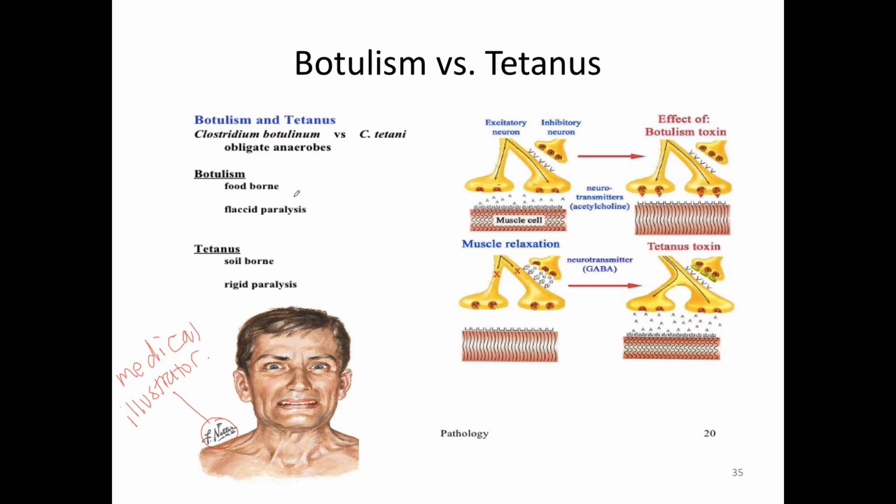Botulism is foodborne, so you can get botulism from eating food that has been canned or jarred improperly. But remember, this prevents release of acetylcholine, resulting in flaccid paralysis. So you get no acetylcholine release, which means you don't generate an action potential in the first place. Inhibitory neurotransmitters still work just fine. Release of neurotransmitter at the neuromuscular junction is impaired.